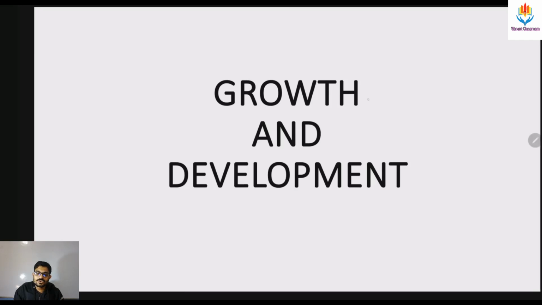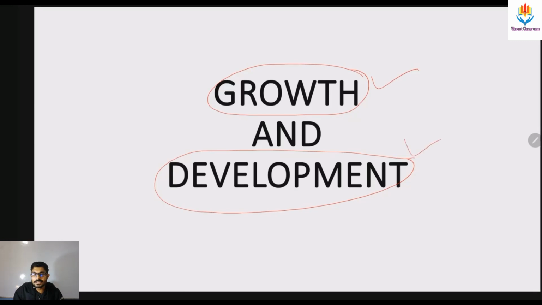Generally these two words are considered synonymous, and we interchangeably use the words growth and development. But if we think in a proper manner, or find the actual meaning of growth and development, then we find there are a lot of differences. So in this class we discuss the concept of growth, the concept of development, and also the similarities and differences of growth and development.